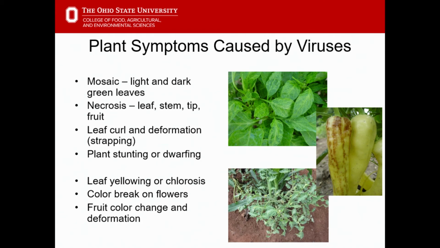The banana pepper on the right was also infected with cucumber mosaic virus, but the pepper fruit is exhibiting a necrosis symptom. Other symptoms include leaf curling and deformation, such as strapping, in which leaves are much more narrow than in a normal plant. Virus-infected plants are often stunted or dwarfed, as you can see in the lower left photo. This tomato plant also exhibited leaf distortion. Other symptoms included, but are not limited to, leaf chlorosis, color breaking in flowers, and changes in the size, shape, or form of fruits.